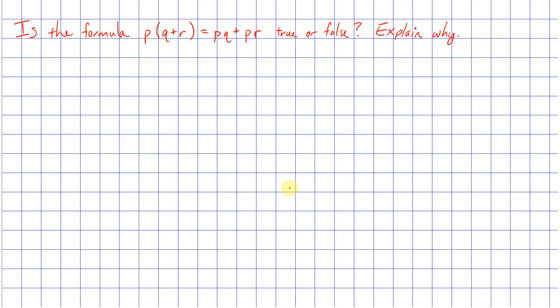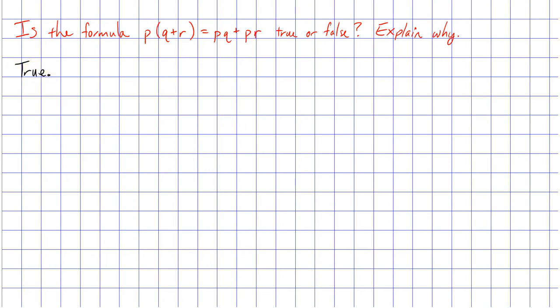In this video, we'll talk about whether the formula P times the quantity Q plus R equals PQ plus PR is true or false, and explain why. This formula should look familiar other than the choice of letters. This is the distributive law, so this is a true formula.